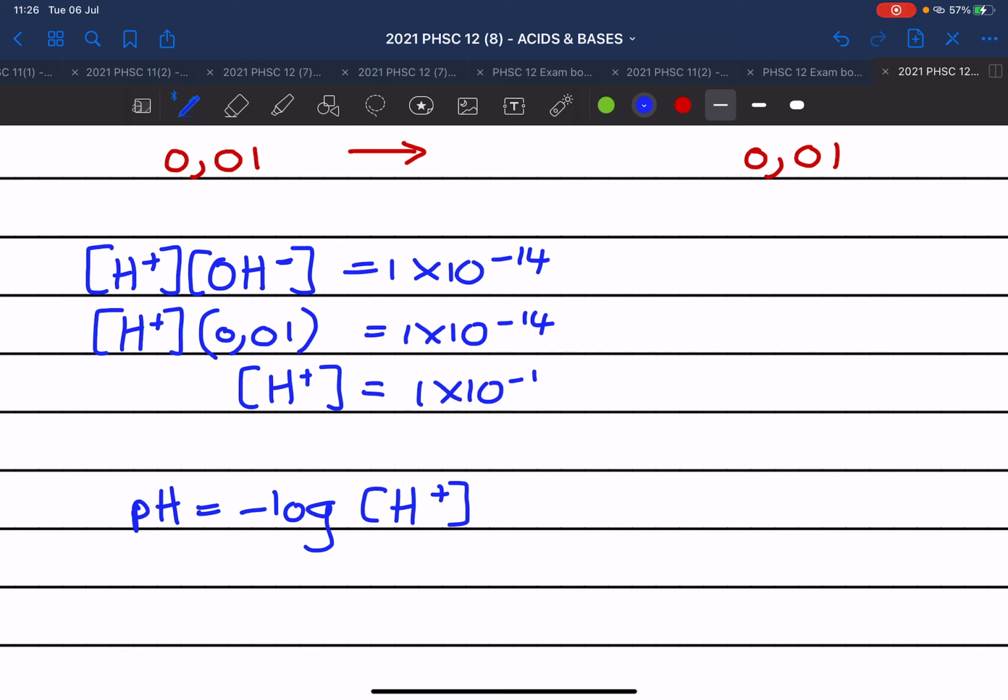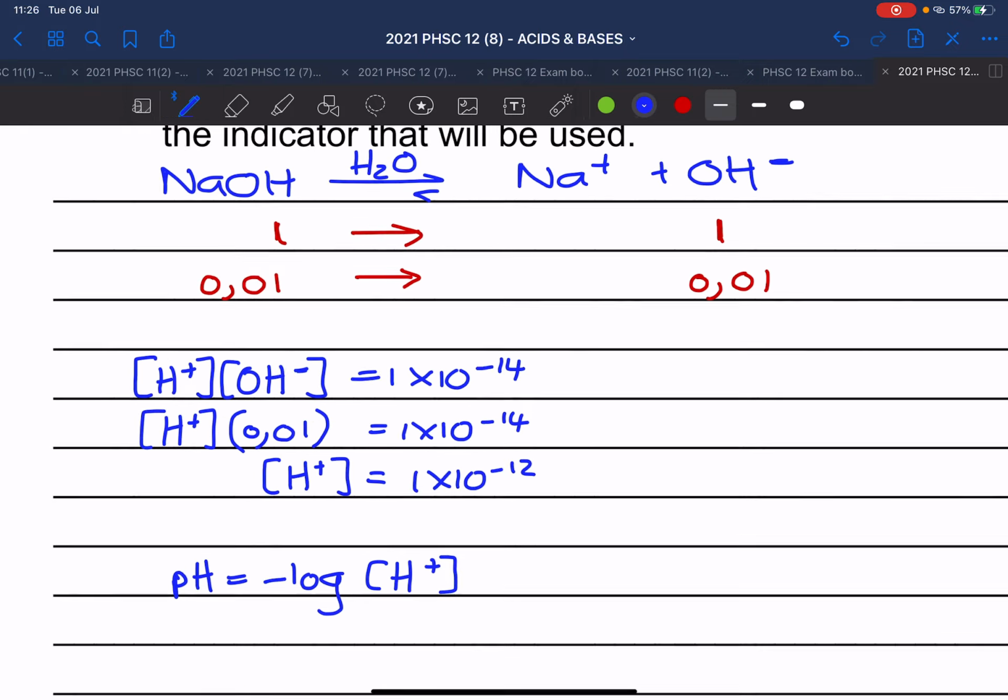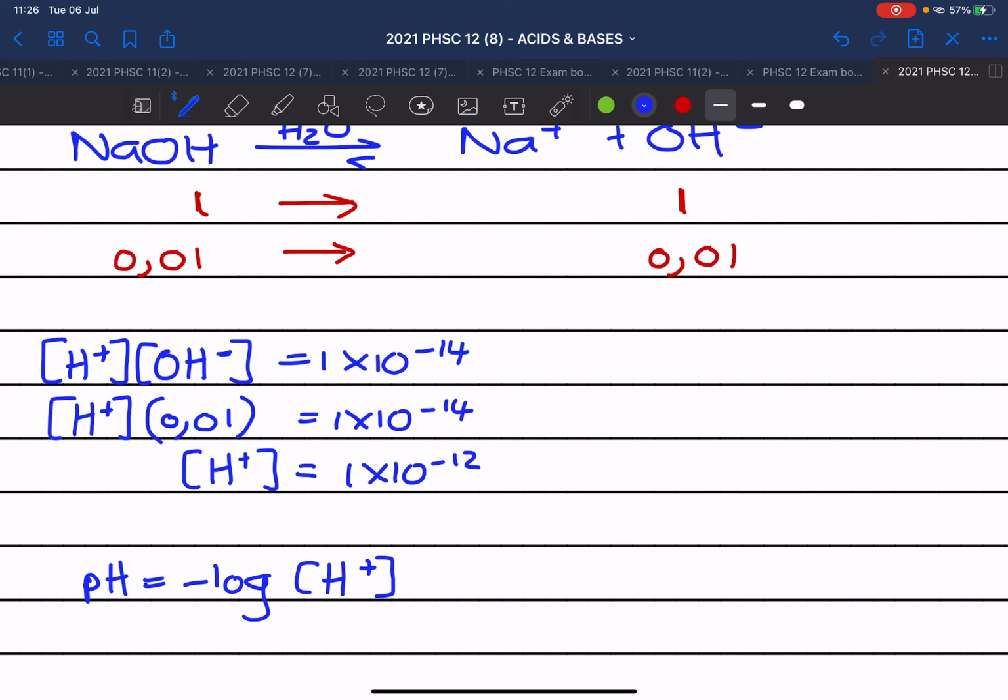1 maal 10 to the power minus 12. Right. Then you write down your pH formula, but ma'am, why did you change your pH formula now? Remember, that is the same as that. So you can write any one of the two. I can know it because I used that there, I'm going to use the same thing there.